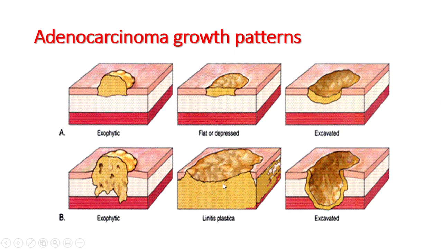Linitis plastica, here, also called leather bottle appearance. Linitis plastica: diffuse thickening or involvement of the wall. Excavating, here more advanced than this, forming a deep cavity reaching the muscle layer, with sometimes fibrosis and stricture formation.